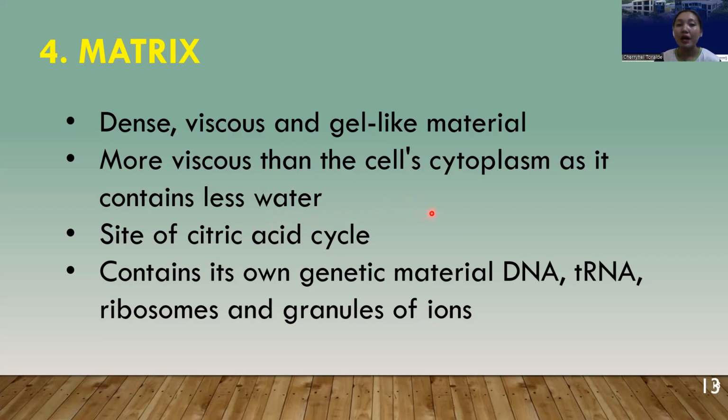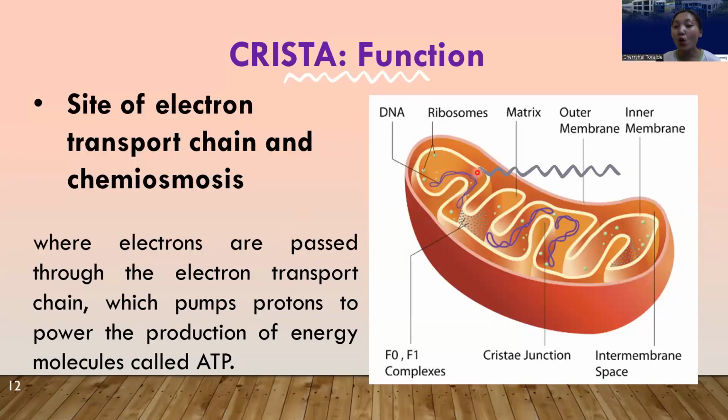What makes the matrix so unique is that it contains its own genetic material: DNA, tRNA, ribosomes, and granules of ions. So as you can see, the mitochondria has its own DNA. That is the reason why you need to divide your mitochondria during mitosis, so that each daughter cell gets its own share of mitochondria. We cannot do synthesis of the mitochondrion without this DNA.